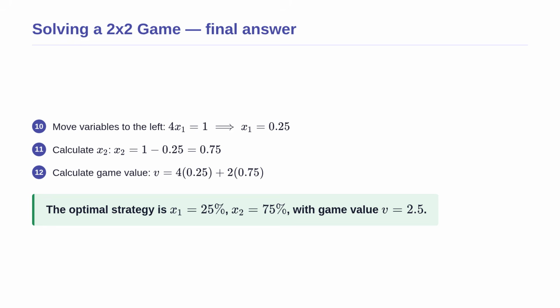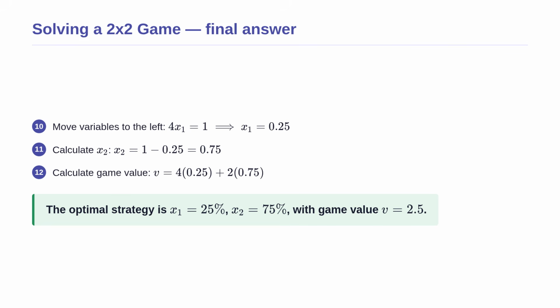We are now ready to find our final probabilities. By moving all variables to the left and numbers to the right, we get 4x sub 1 equals 1. Dividing by 4 gives us x sub 1 equals 0.25. Subtracting this from 1 gives us x sub 2 equals 0.75. Finally, we plug these optimal probabilities back into our expected payoff equation to find the game value v.